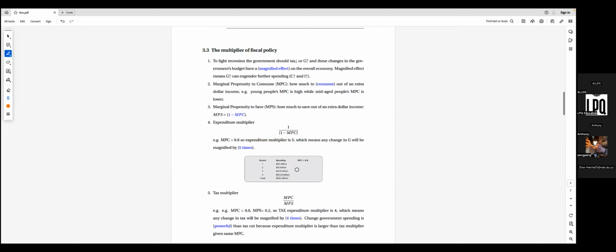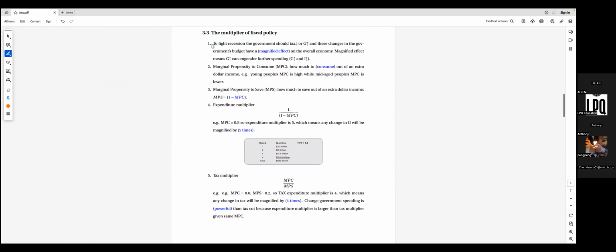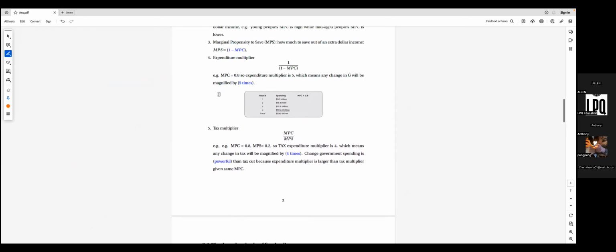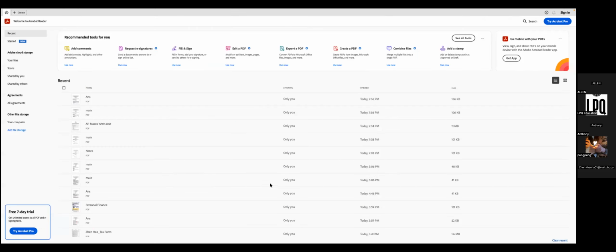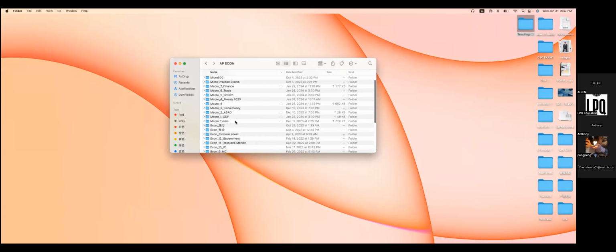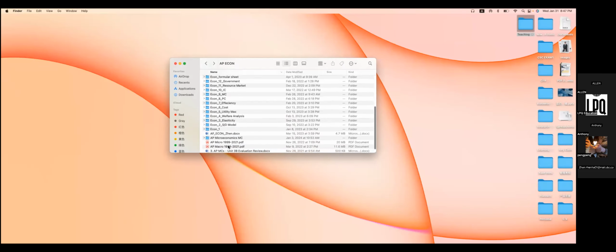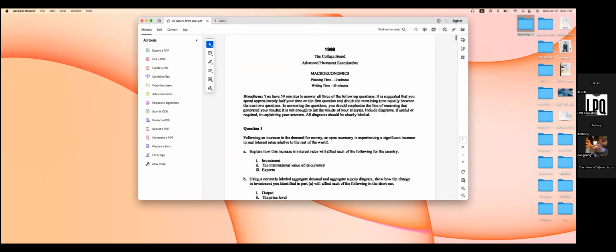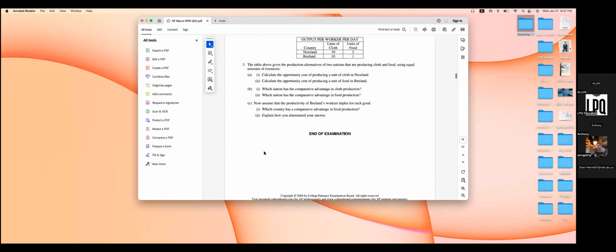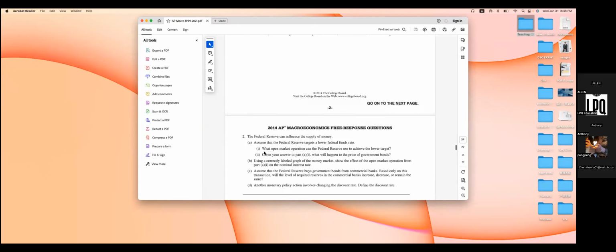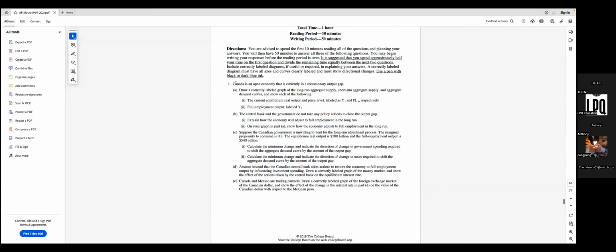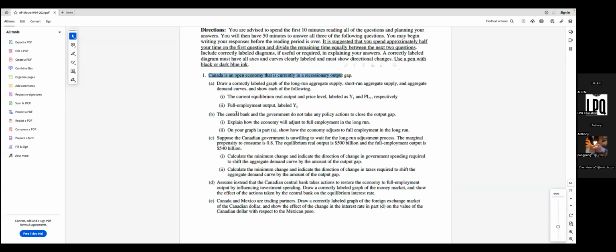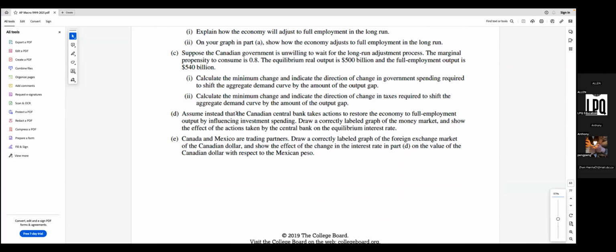Okay, I guess this is all you need to know for 3.3, for this part. Let's do a simple question. Let's go back to our 2019 paper and move on to question number three. Still, this is a Canada one. We just finished A and B, so now let's do number C.